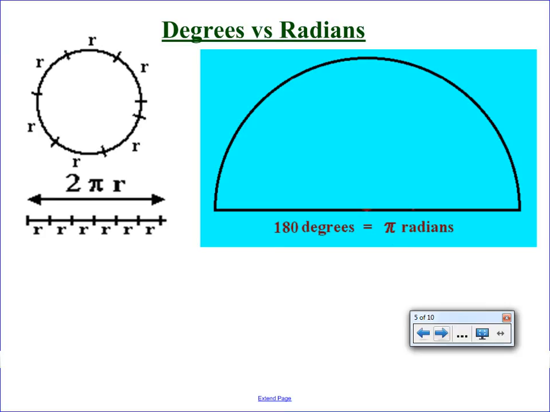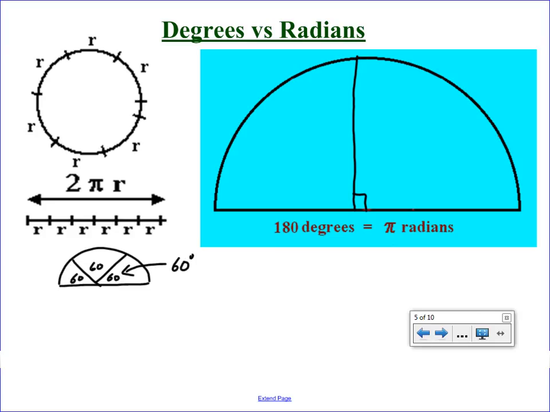So this is pi radians. This is pi by 2 radians. If we took pi radians and split it up into 3, this is 60, 60, 60, yeah? So 60 degrees is pi by 3 radians.